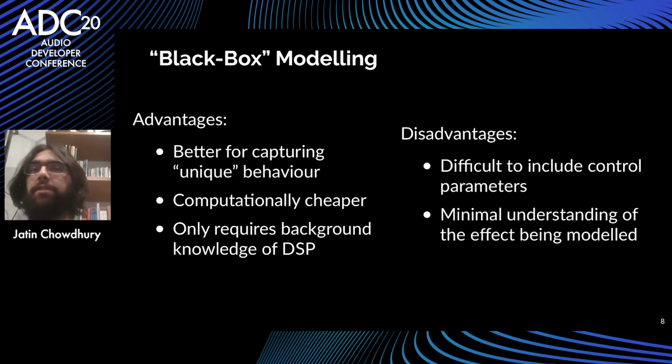Some of the big advantages of black box modeling: if you have some kind of unique behavior, maybe your piece of gear sounds unique in some way that other pieces of gear don't, or in general, if you have anything that couldn't really be learned from the circuit schematic or something like that, black box modeling is usually better at capturing those types of things. Oftentimes, these methods are computationally cheaper. However, it can be difficult to include control parameters, so knobs and things like that can be difficult to include in your black box model.